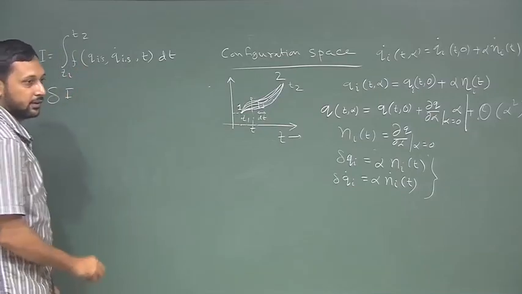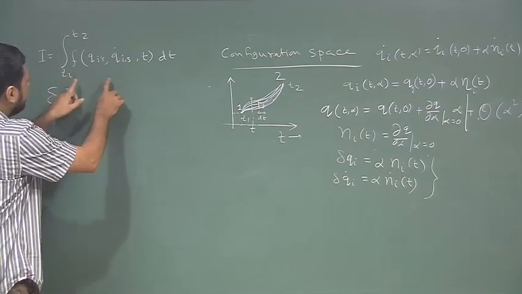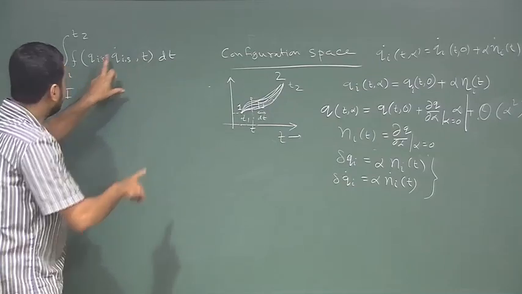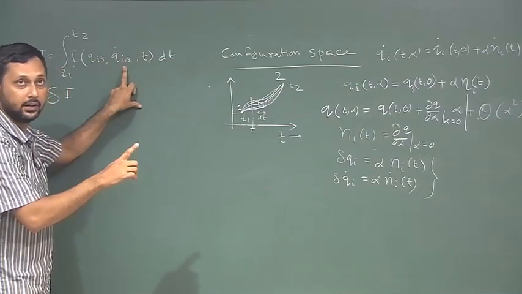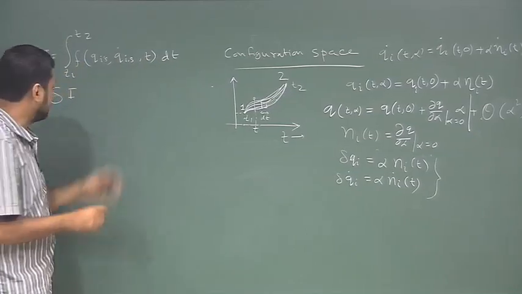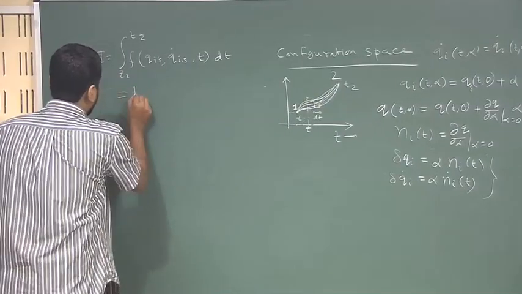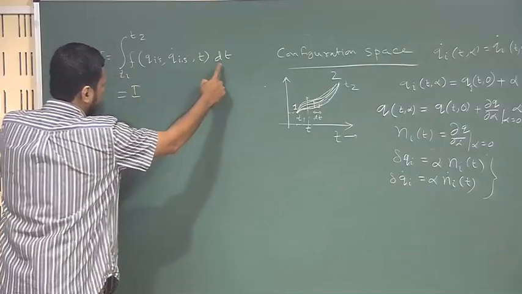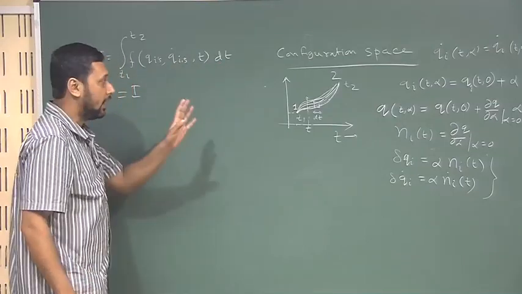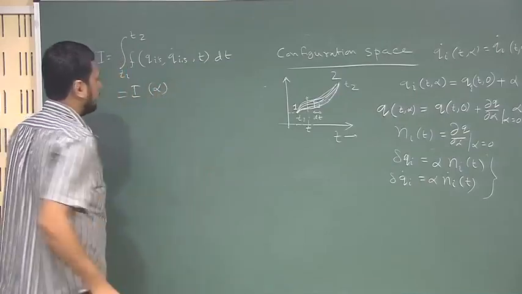Now, what we have to do is take a variation of this integral. If you see, the q_i's are functions of t and alpha, q_i dots are also functions of t and alpha. So, if I integrate the time part, what remains after this integration are the alphas, because alpha does not depend on t. So, we have I of alpha.